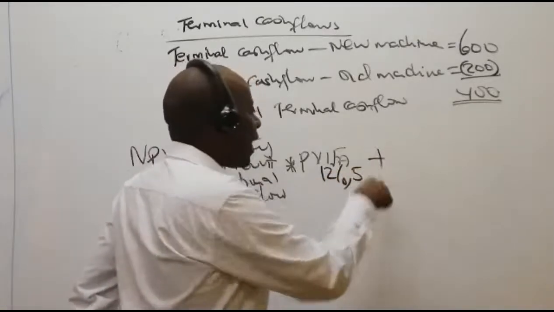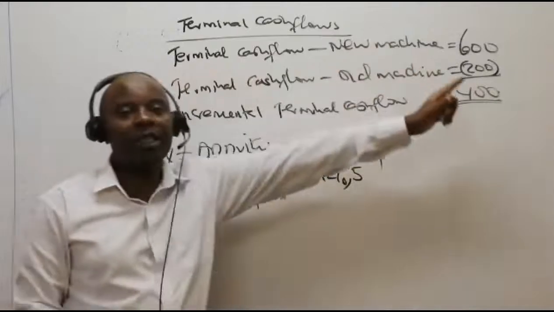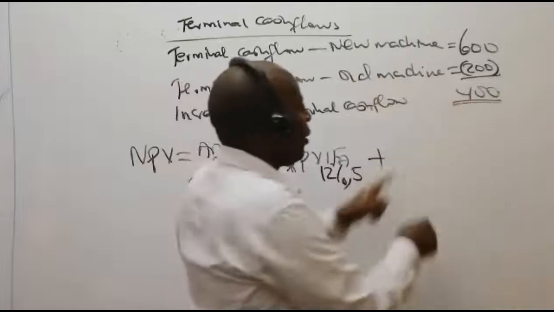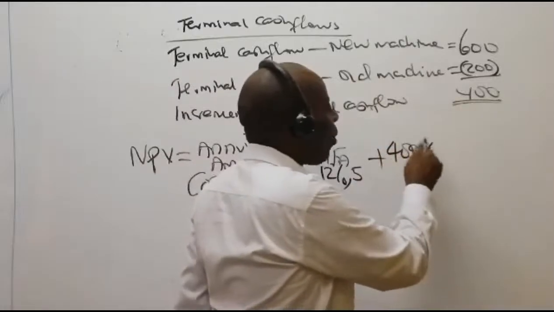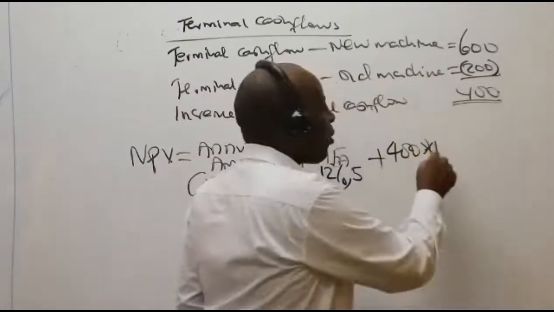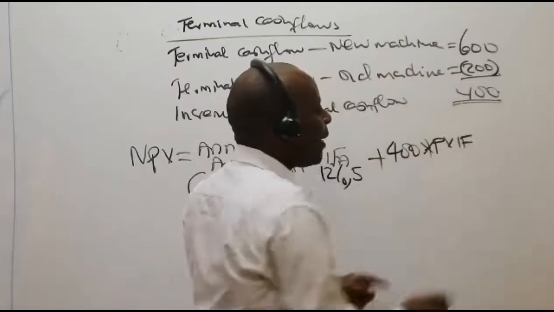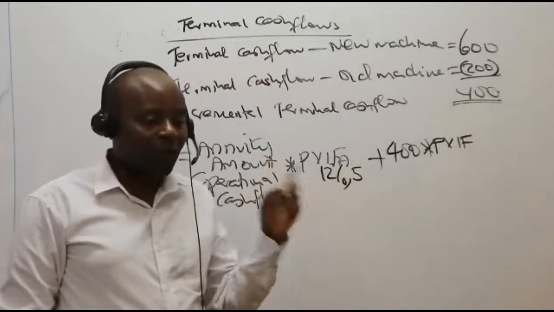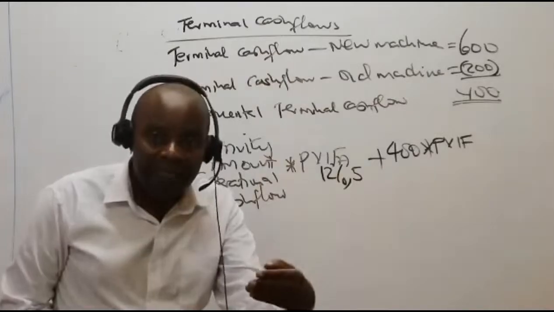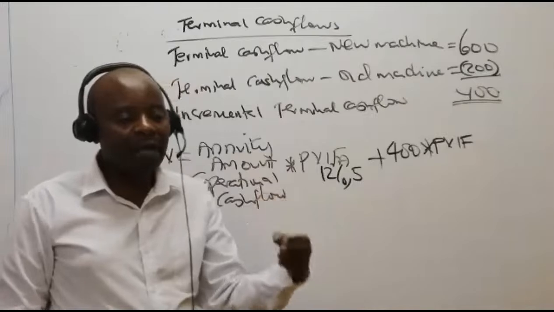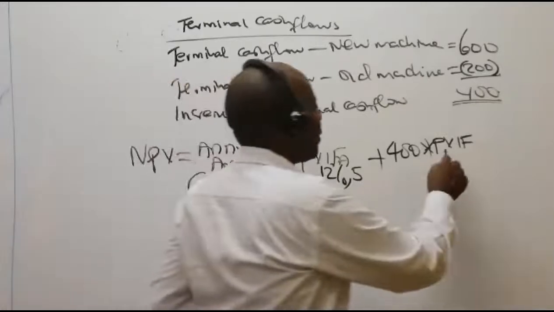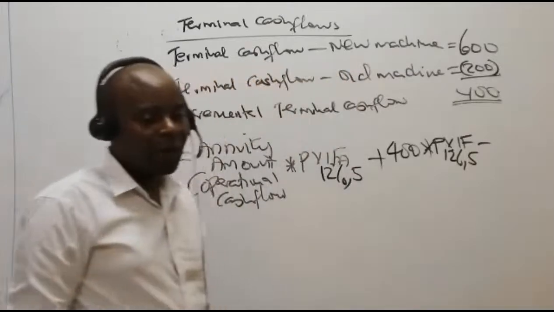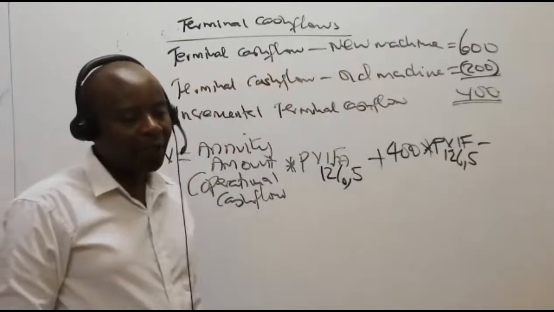Plus, there is this other cash flow when things come to an end. There is a terminal cash flow of 400, but because it's a one-off amount, we can only multiply it with what we call PVF, the present value interest factor. The parameters are still the same, 12% and 5 years, and then at the end of the day, we'll subtract the initial outlay.